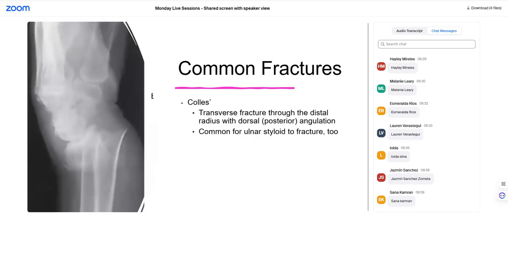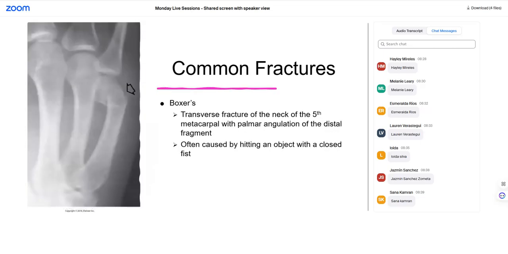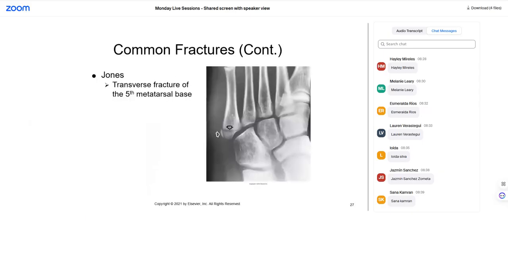Some common fractures that we see a lot in clinical practice: your Colles fracture, a transverse fracture through the distal radius with posterior angulation. Boxer's fracture, a transverse fracture of the neck of the fifth metacarpal with palmar angulation. That's usually when they've punched a wall, punched something, I should say. Jones fracture, a transverse fracture of the fifth metatarsal base.